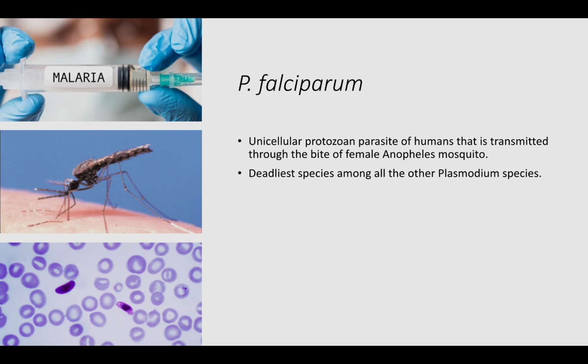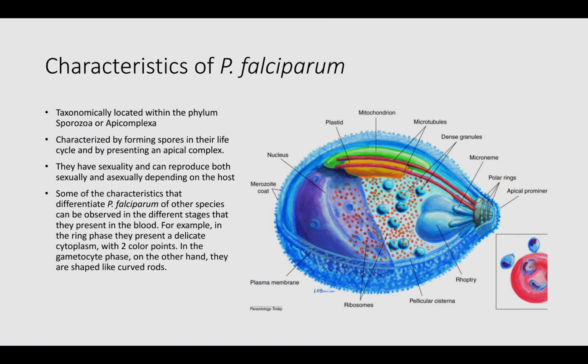Among the other species of Plasmodium, the species falciparum causes the deadliest form of malaria and is responsible for almost 50% of the malaria cases worldwide. So what are the characteristics of falciparum?